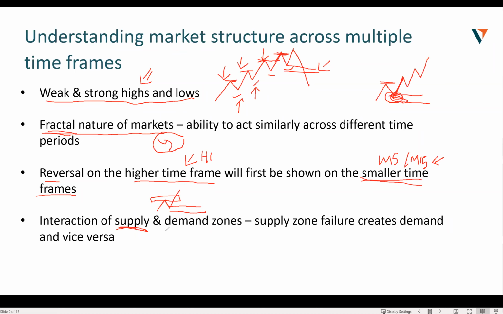So the interaction of supply and demand areas would tell us, right? So you can see basically the tug of war between your buyers and sellers. So supply zones, when they fail, it creates demand region and vice versa.